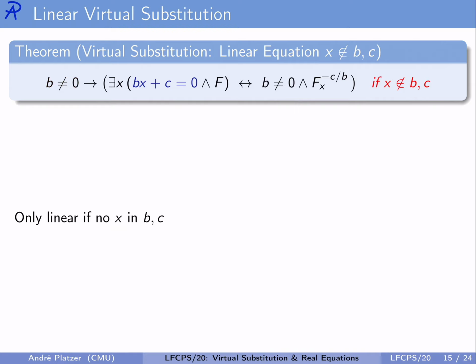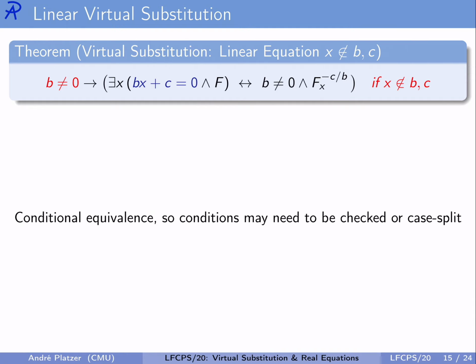In fact, of course, this really only is a linear equation if the variable x doesn't actually occur in the terms b and c. Otherwise, if b is, for example, 2x, then secretly we have had a quadratic equation, not a linear equation. That would have been very different. So we have a conditional equivalence in this particular case, which means occasionally we may have to split the cases and say, well, I don't know whether b is 0 or not because it's another polynomial in a variable y. Could have been y squared minus 1, and I can't ahead of time say whether that could be 0 or not. So when in doubt, I might have to distinguish cases and say, good, there's two cases, the one where it is 0 and the one where it's not 0.